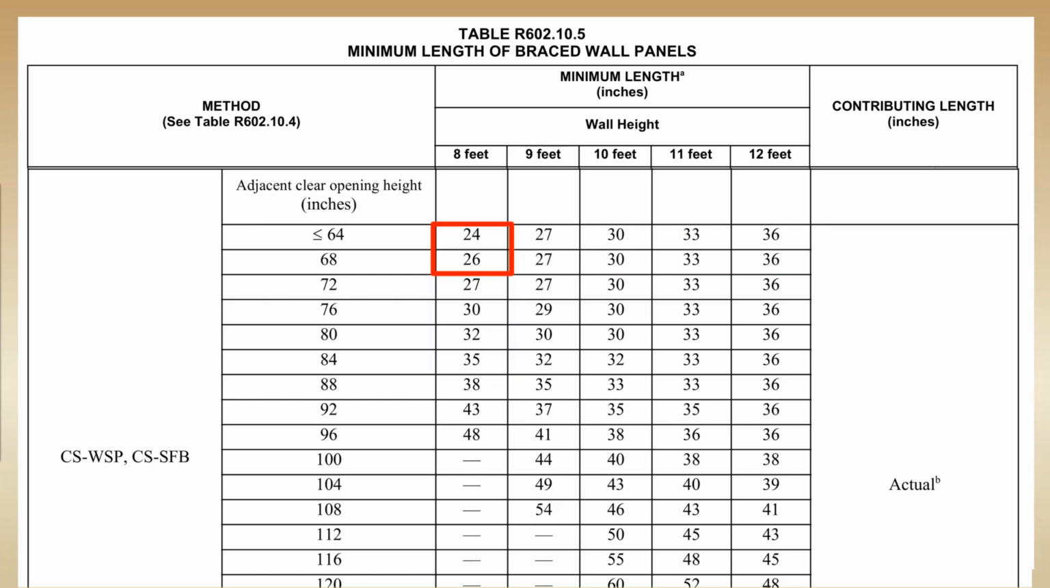So in our case, that's a total of 84 inches or 7 feet for the two panels, which exceeds the previously calculated required braced length of 5.91 feet. Therefore, we have met the prescriptive code required wall bracing length on this upper floor wall line.